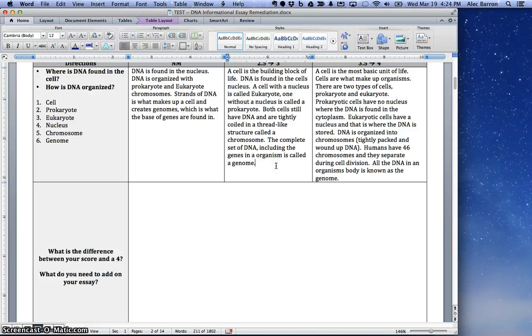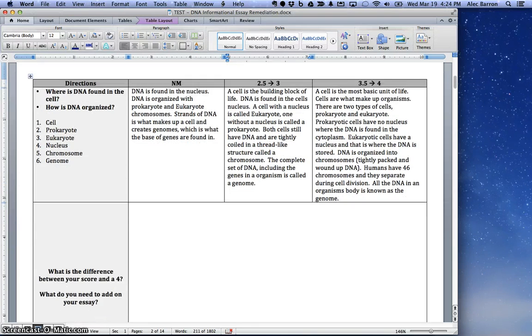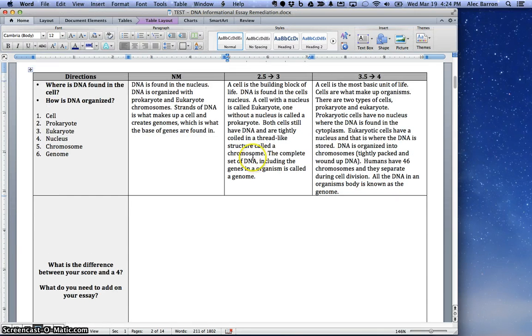The complete set of DNA, including the genes in an organism, is called a genome. That's correct. So this scholar is actually closer to the 3 than the 2.5. But you can see the problem I would have circled is chromosome, and not the most comprehensive understanding of all of these things. If you read the 3.5 to a 4 paragraph, a cell is the most basic unit of life. Cells are what make up organisms.